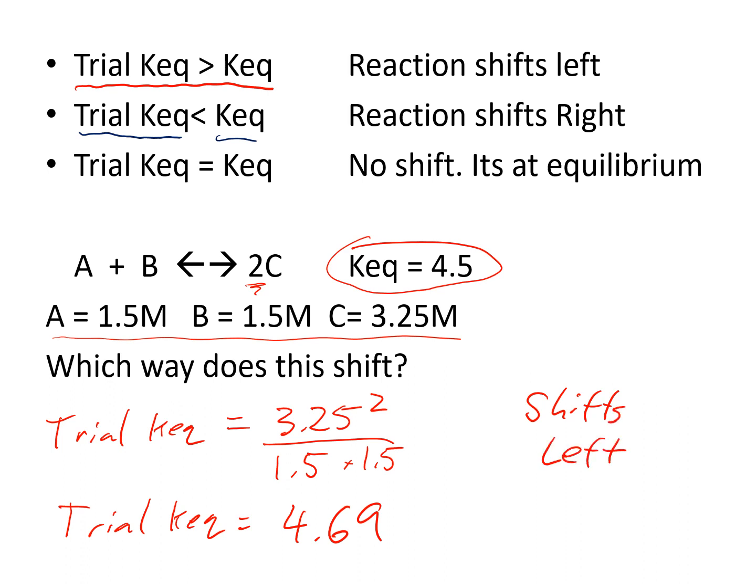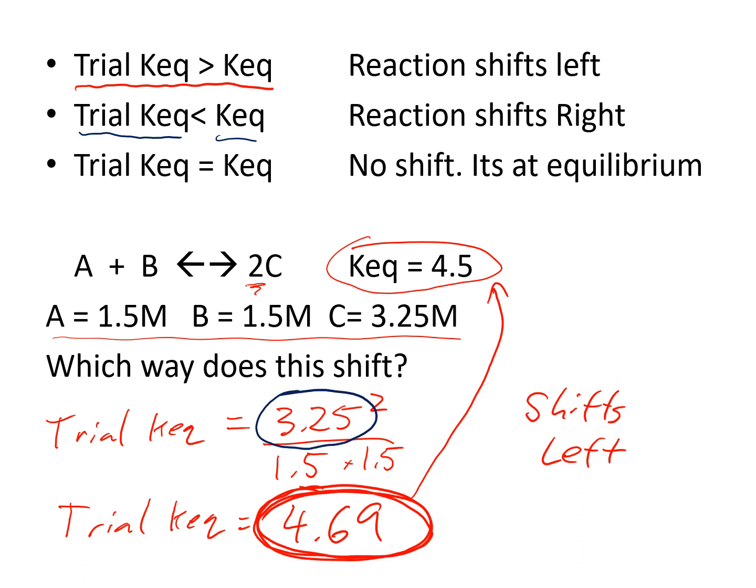Or in other words, if you want to think about it conceptually, this number right here is too big compared to this. So how can we make this number smaller? Well, we can make this number smaller by decreasing the products. So the products would have to go down. Or in other words, we can increase the number of reactants, and that would also make it smaller. Or in other words, we would simply say it needs to shift left.